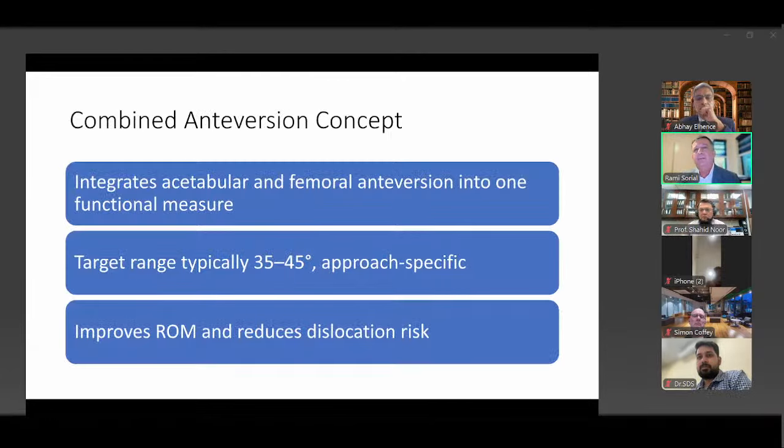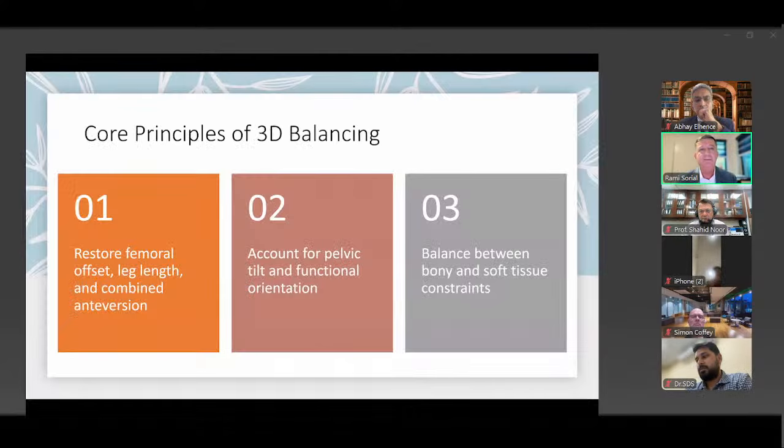So the whole combined anteversion concept integrates acetabular and femoral inversion into one functional measure. The target range is typically between 35 and 45 degrees, and it's specific to approach, whether you're coming from behind in a posterior approach standard or a direct anterior approach. It improves range of motion, reduces the dislocation risk by minimizing the risk of impingement.